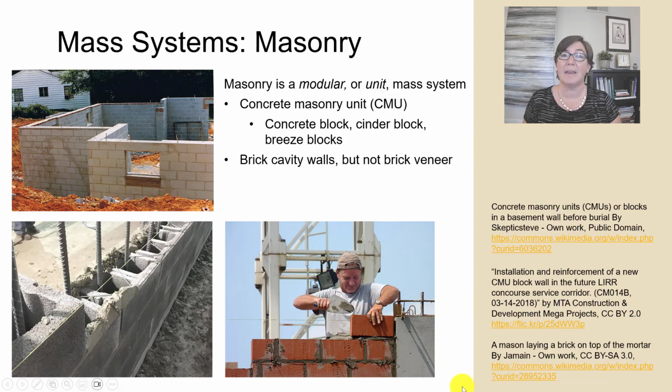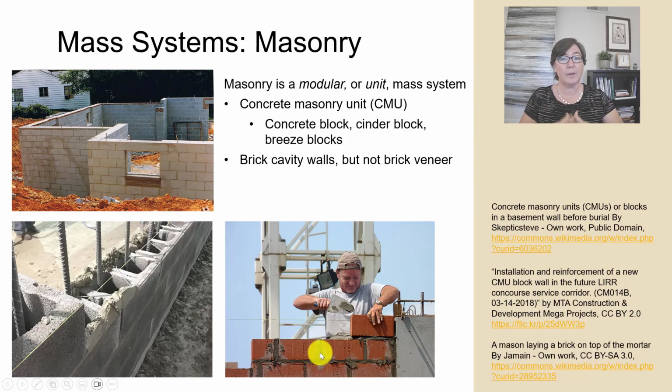Let's move to our second mass system, which is masonry. Masonry is a modular system. It's made up of individual units rather than being poured all at once. And the 2 really common masonry units that we use for our home structural systems are concrete masonry unit, and that's what we see right here. All right. Some other names for this are concrete block, cinder block, breeze blocks. All right. And also brick, right? So both CMU and brick are masonry.